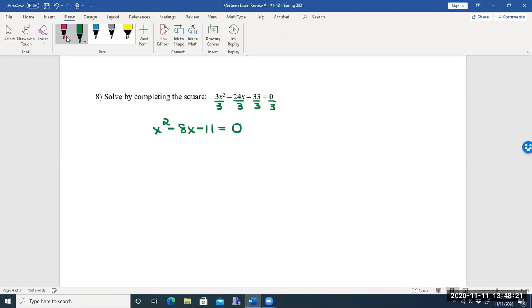Okay, next thing I'm going to do is move the constant over. The constant is going to be on the other side. So we have x squared minus 8x equals 11.